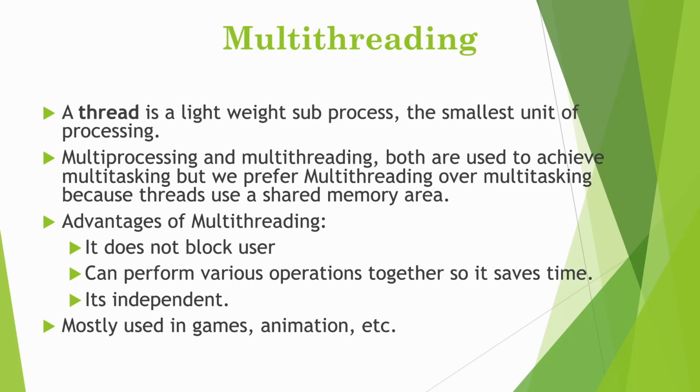First of all, understand a thread. Thread is like a lightweight sub-process, the smallest unit of processing. Multi-threading and multi-processing are both used to achieve multitasking, like where you're doing multitasking in your daily life. But we prefer multi-threading over multi-processing because threads use a shared memory area. You do not have a separate memory area. If you use multi-processing, you have a separate memory area for each and every task.